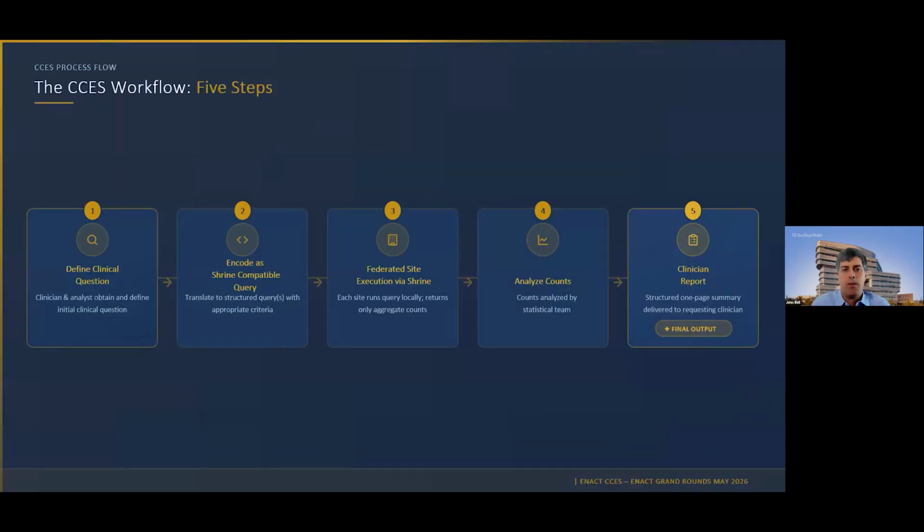All right, so let's get into a little more detail about what the workflow for the Clinical Concierge Evidence Service is. So one, we first take the question and have to define that question with the analyst. Oftentimes that takes a little bit of going back and forth, because you may have a clinician who has a question, but is not able to put it in terms initially that allow us to develop queries for it. So it may take some back and forth initially to help define that question.